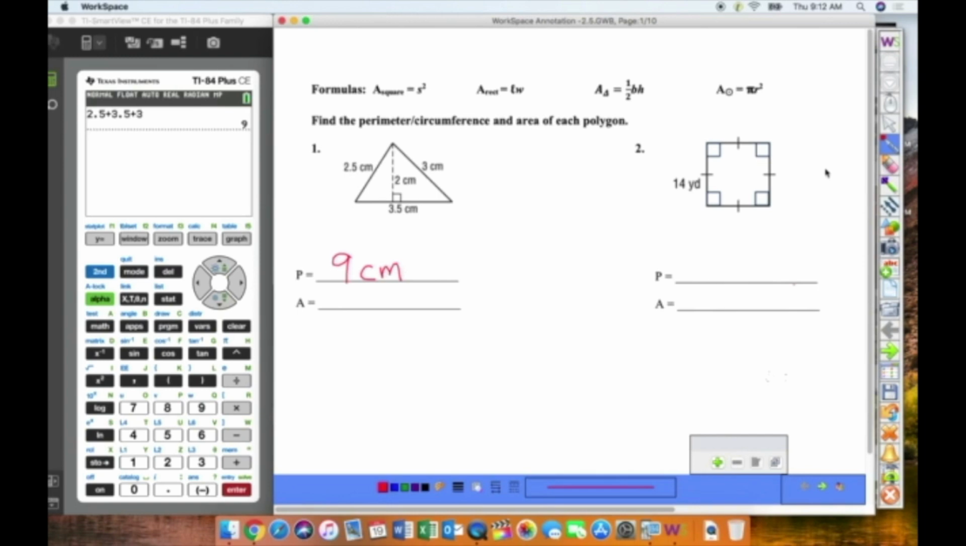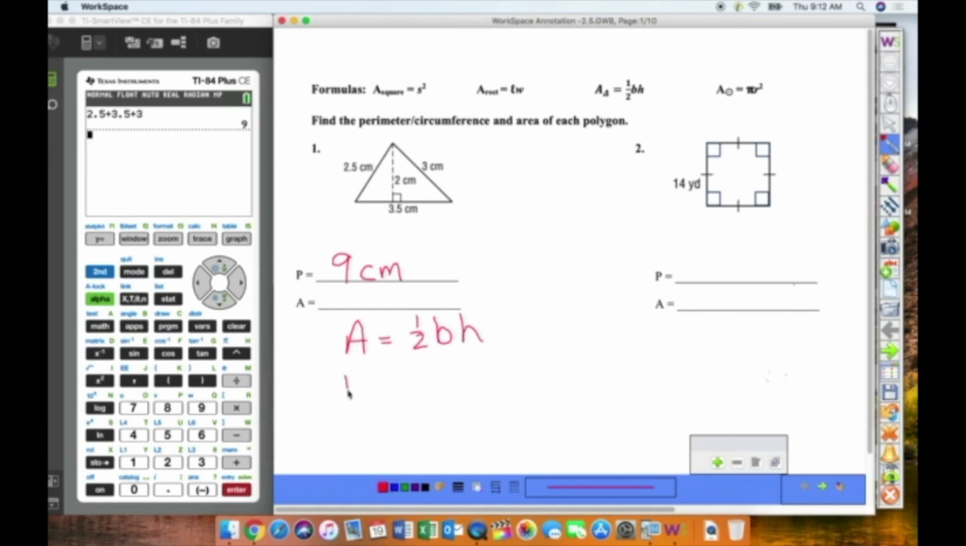Area, though, that's where we're going to show some work. So the first thing you do is you write down the formula for the area of the shape you're dealing with. Area equals 1/2 base times height, because we've got a triangle. And notice I didn't just write this part, the 1/2 base times height. I wrote the entire A equals. That's going to be important. So we will sub in the information that we know.